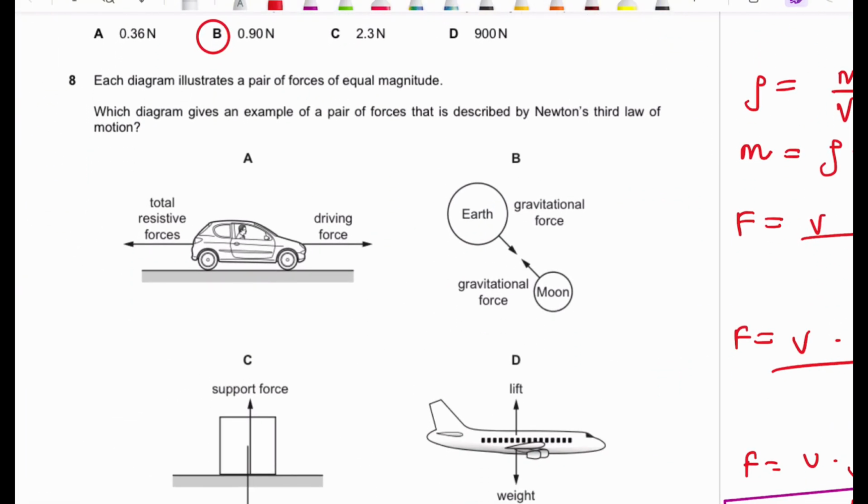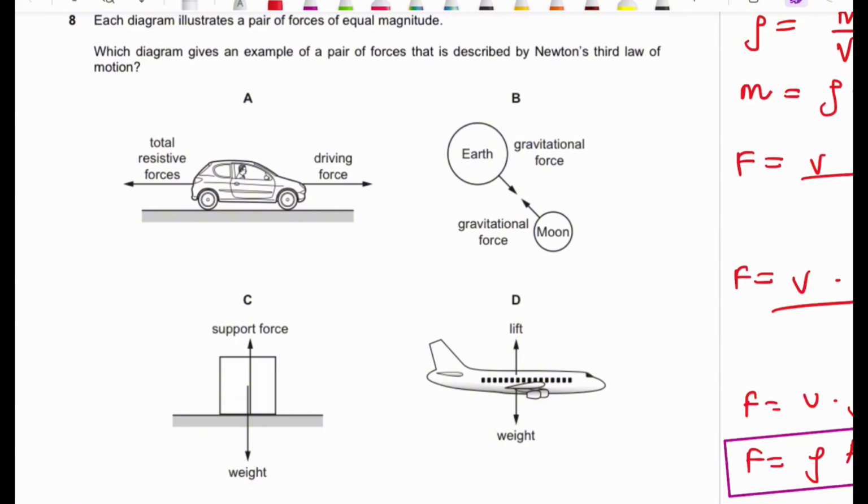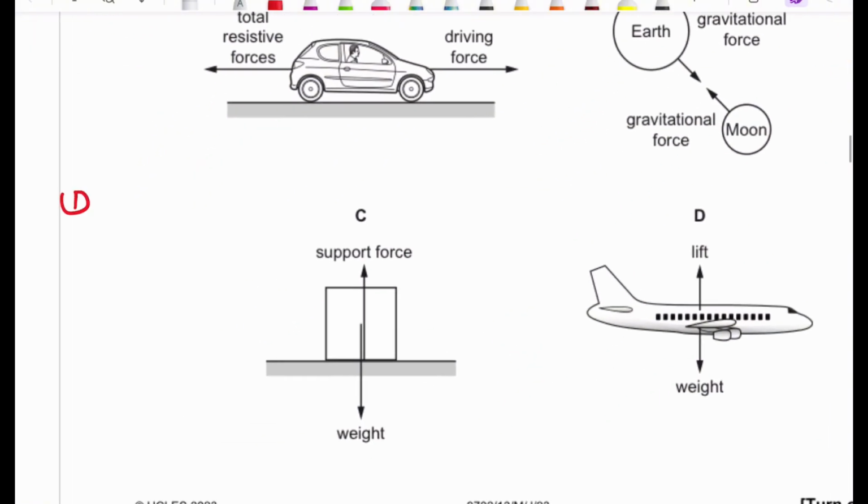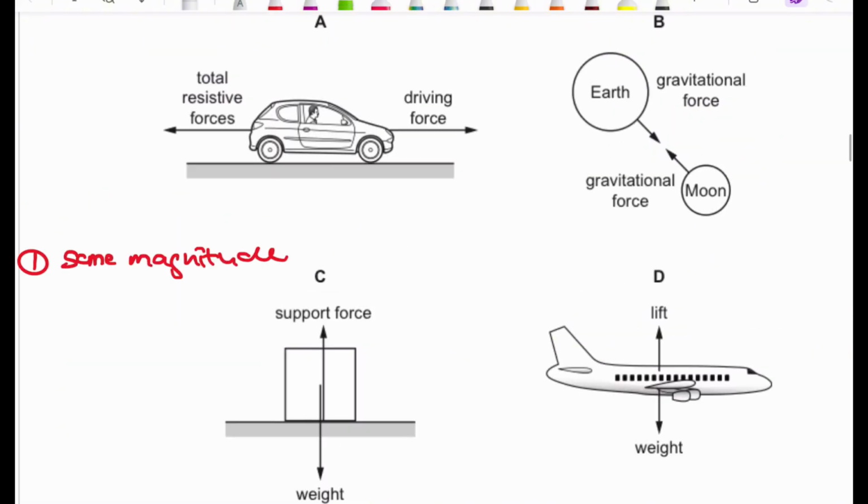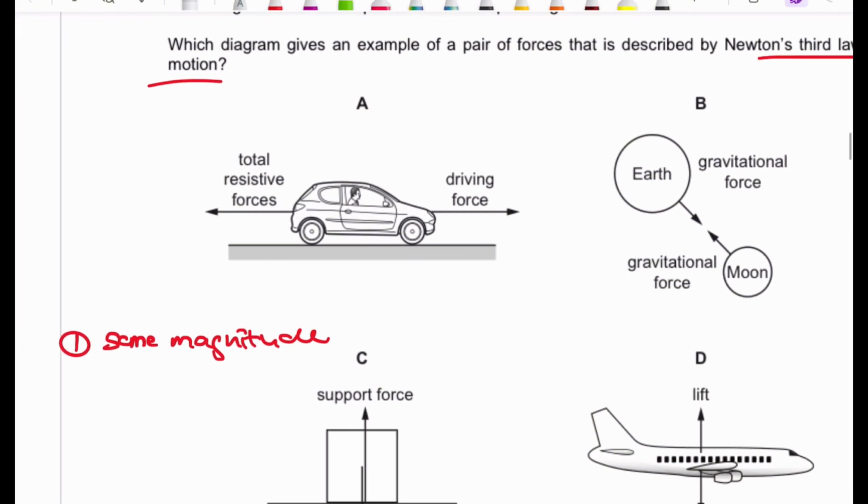Each diagram illustrates a pair of forces of equal magnitude. Which diagram gives an example of a pair of forces described by Newton's third law of motion? What does Newton's third law of motion actually say? Well, Newton's third law of motion states that if body A exerts a force on body B, body B will exert an equal but opposite force on body A. So with Newton's third law, you basically need to know these things. The first thing that you need to know is that these forces should be of the same magnitude. These are what I call the characteristics of Newton's third law pairs.